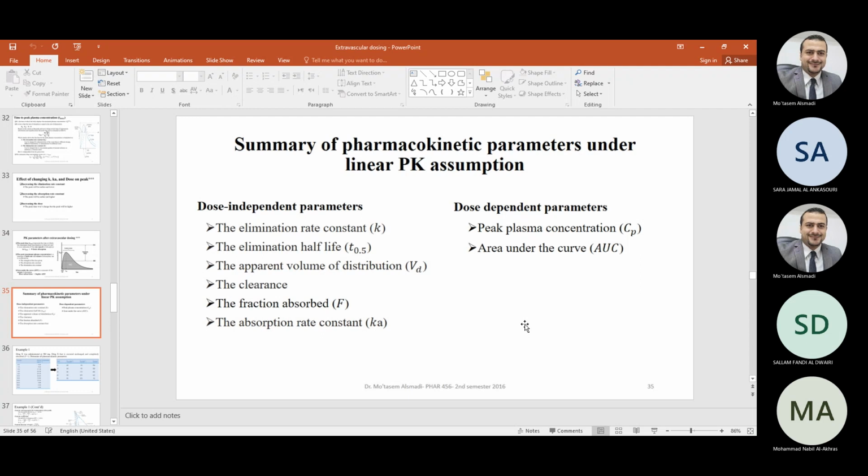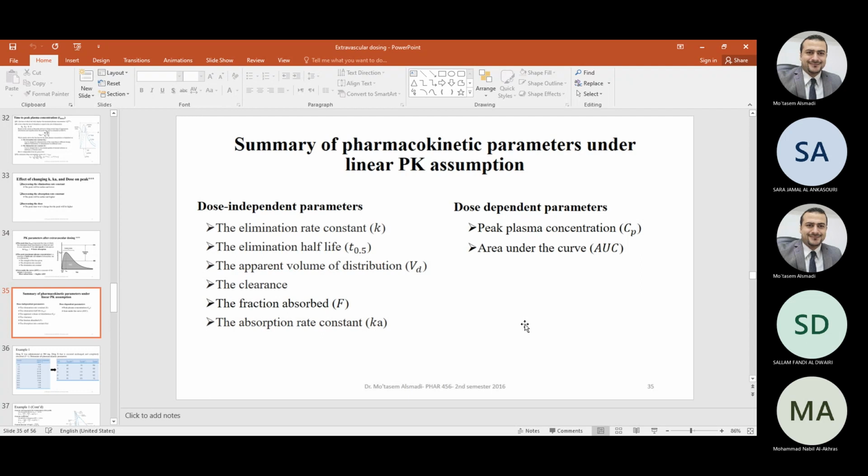What should be dose independent? Tmax, also. The disposition parameters, which are the K, the Vd, the clearance, the half-life, and also the Ka and the F, the absorption parameters, they should be dose independent, because if you have linear absorption, they shouldn't vary by changing the dose. That's the what? The Ka and the F.